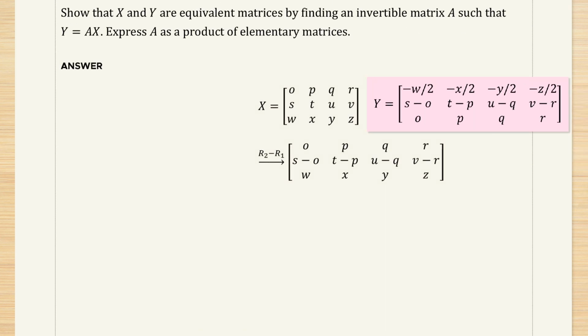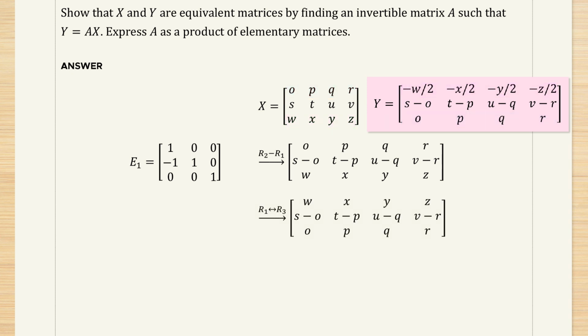To get the corresponding elementary matrix, we take the identity, in this case the 3 by 3 identity, and apply the same row operation, row 2 minus row 1, and we get our first elementary matrix. Let's call it E1. The next thing I notice is that in X compared to Y, it looks like rows 1 and 3 are swapped.